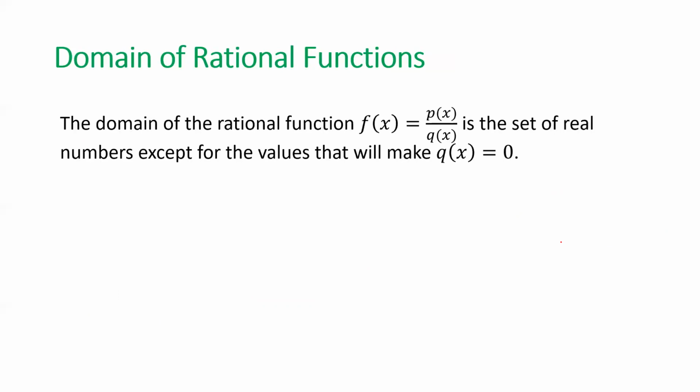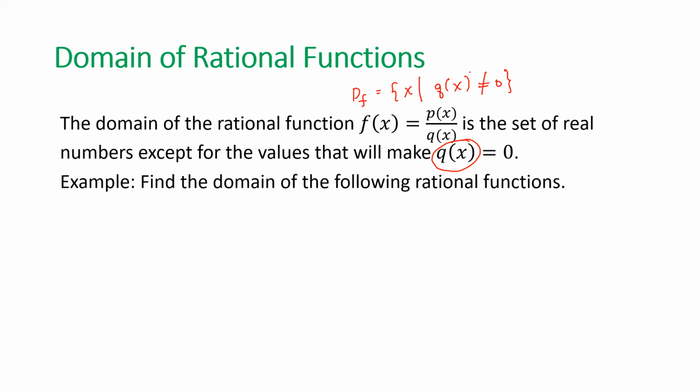Next is the domain of rational functions. The domain of the rational function f of x equals p of x over q of x is the set of all real numbers except for the values that will make the denominator q of x equal to 0. This means the domain is the set of all x such that q of x is not equal to 0. We want to avoid q of x becoming 0. That's the domain of a rational function.